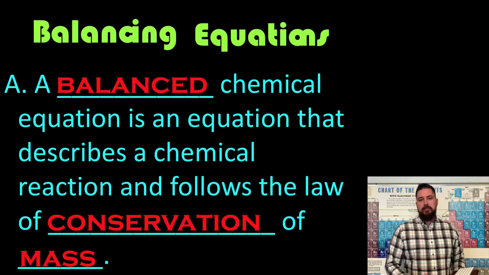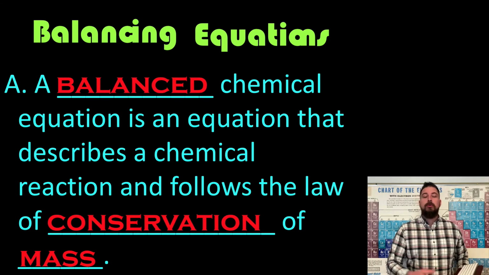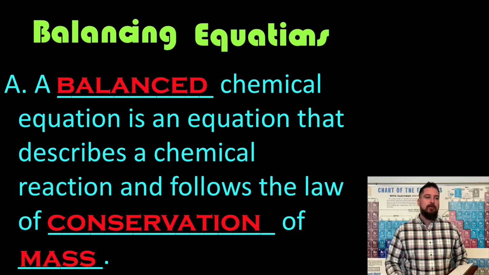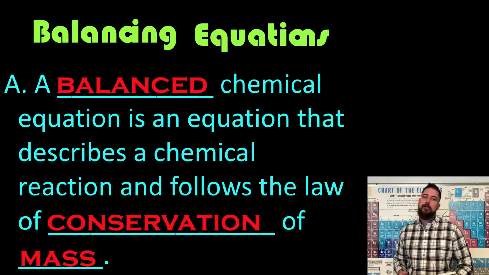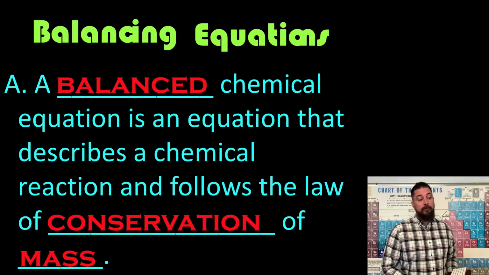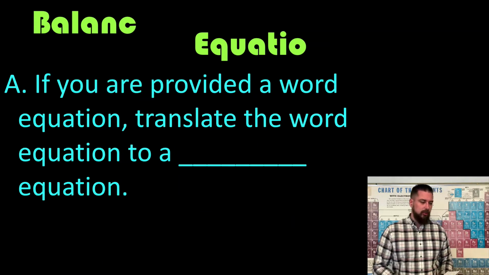So really what this is saying is whatever number of atoms we start with, that's how many we should end with. And so if we're starting with 4 carbons, we should end with 4 carbons. If we're starting with 7 oxygens, we should end with 7 oxygens. And so we're going to go ahead and talk about how we balance it. And it's really, really easy.